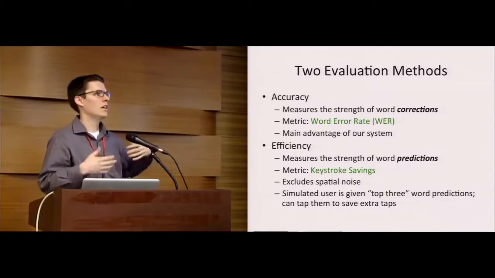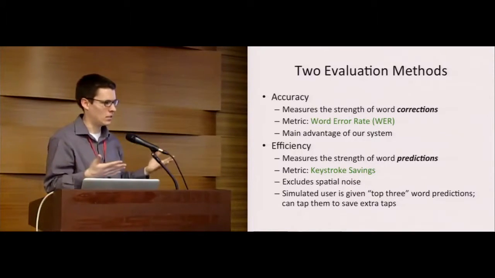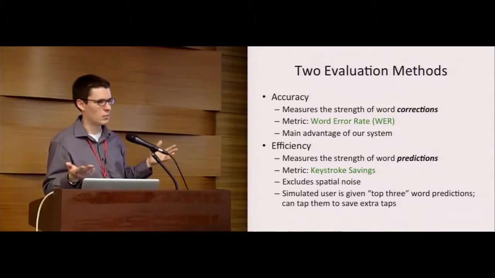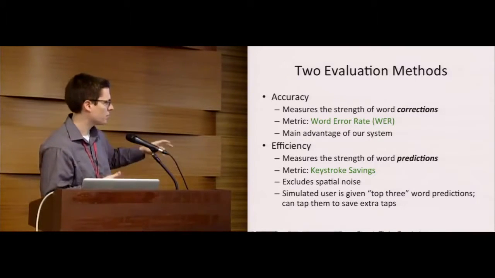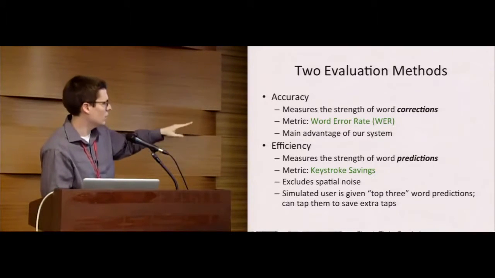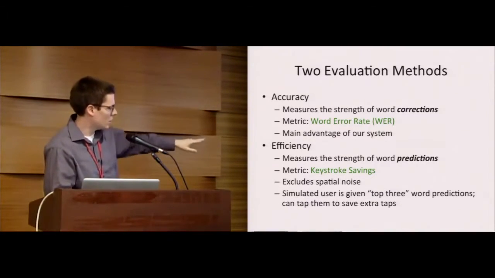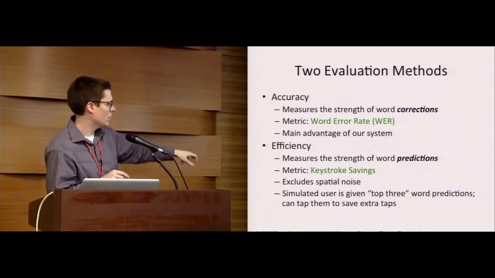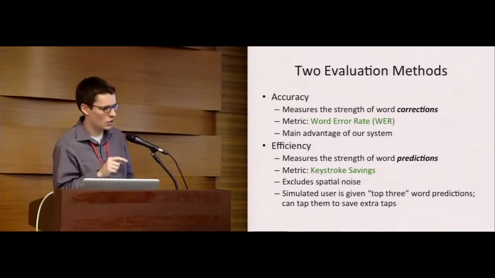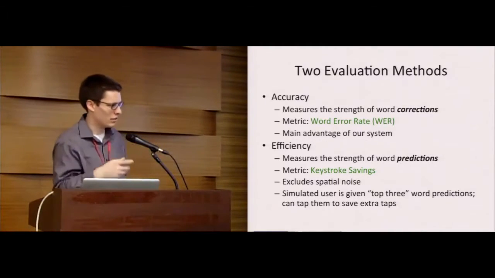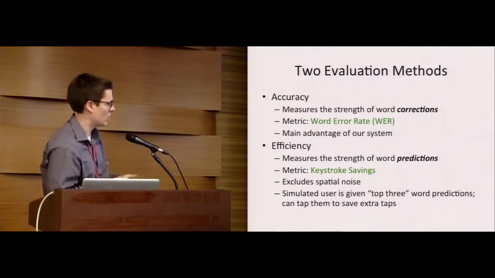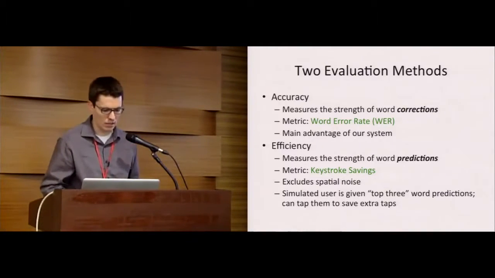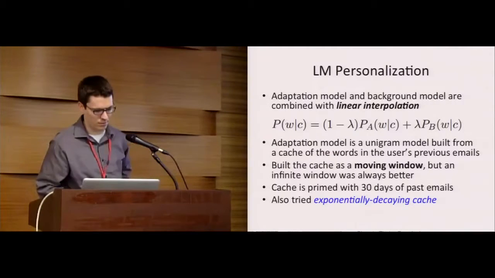If you're familiar, if it takes you 8 taps to type a 12-letter word, that would be 25% keystroke savings. And a very important point here is that when we measured efficiency, we didn't have any spatial noise. We were assuming perfect typing, and then we gave the top 3 words at each point. So we assumed that the user would tap their word if it came up in that top 3, and then we just counted how many taps they saved by doing that. Again, this is a secondary result.